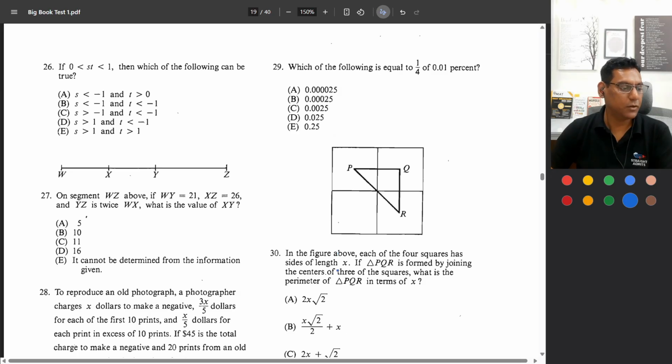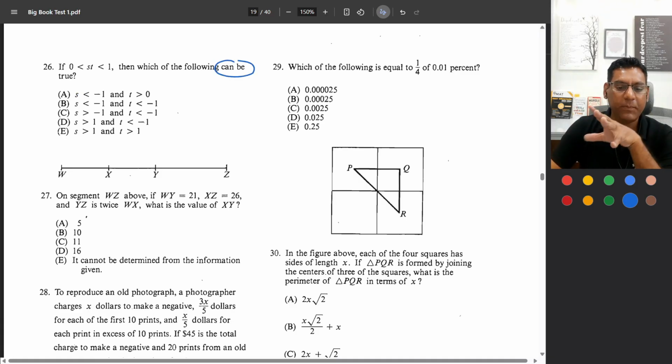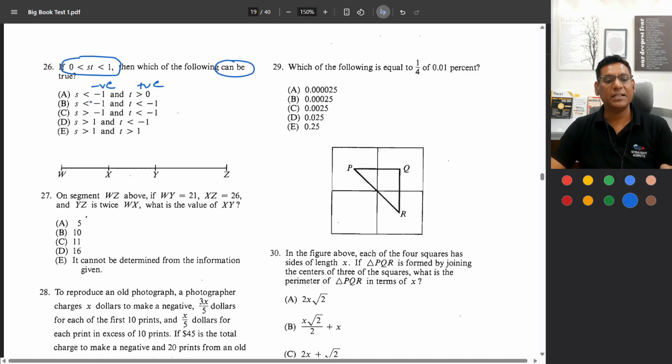Let's look at these questions now. If 0 less than st less than 1, okay, so st is a number between 0 and 1, which of the following can be true? Okay, be careful with can be, must be. In can be, I only have to find out one case where this thing holds. Okay, is it possible? This is given. Then is it possible to have a? That's what they are asking. Okay, is it possible that I have s less than -1 and t greater than 0? T greater than 0 means t is positive. S less than -1 means s is negative. Okay, is it possible that I have s negative and t positive?